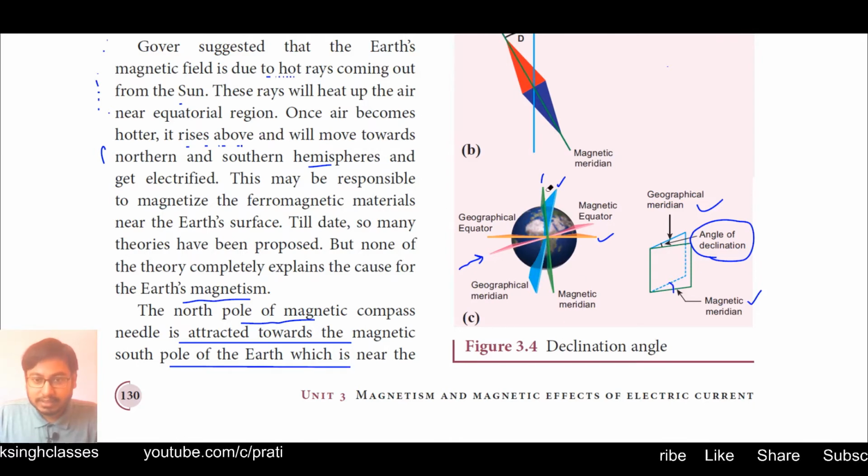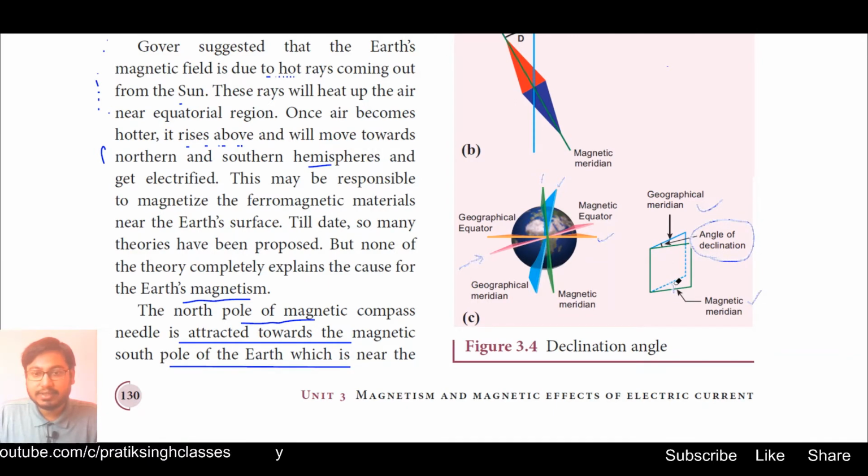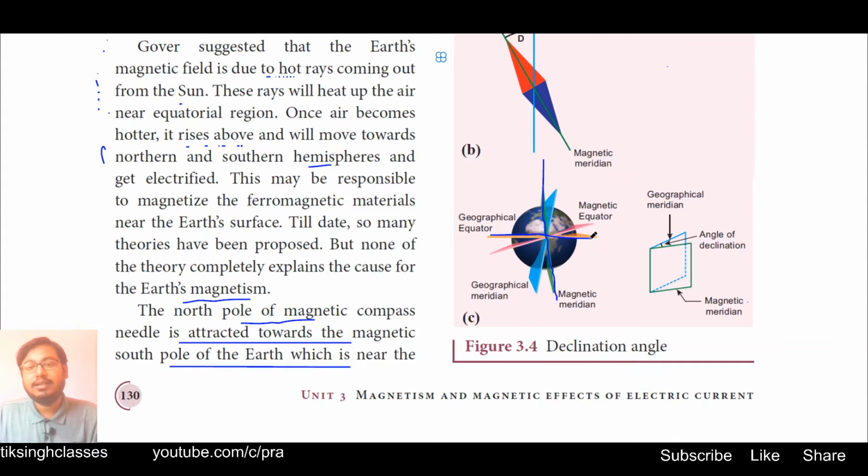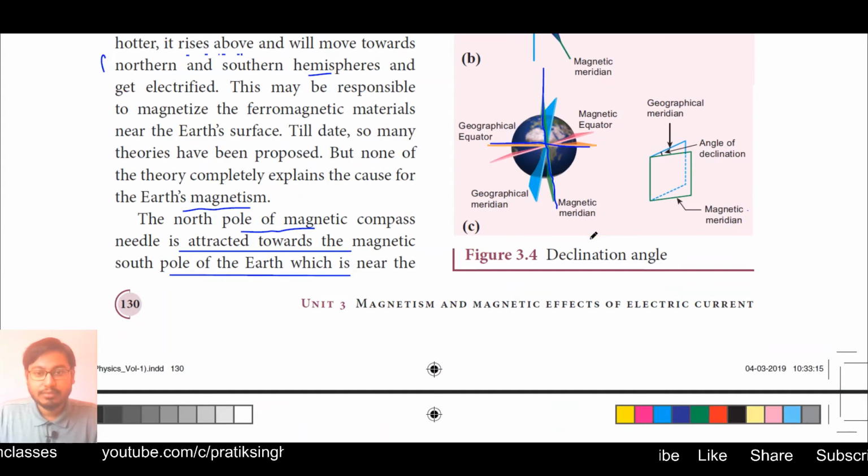Let me erase the things here. So in this figure, as you can see, this is the geographical north and south pole. When this is connected, when this is drawn, it is called the geographical meridian. And the great circle which is lying perpendicular to it is called the geographical equator. So this is your geographical meridian, this is your geographical equator.